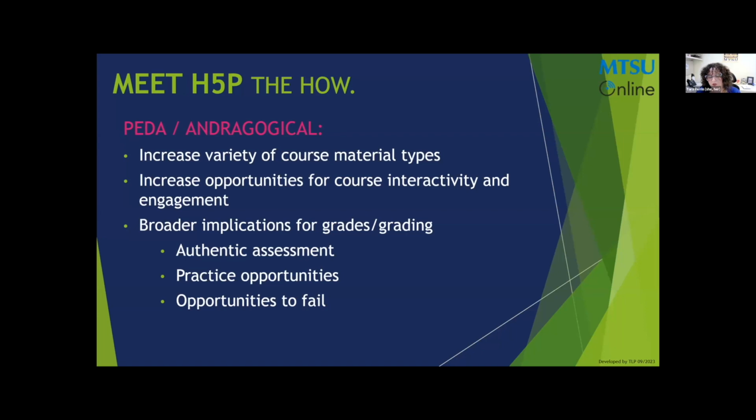This H5P is another great way to do that because not only may you increase course material types, meaning maybe you make a slideshow, maybe you make an interactive video that has question slices throughout, but it's also increasing opportunities for course interactivity and engagement. Maybe you have a course that has a lot of terminology and you want to use a crossword puzzle to help students practice or do a formative or low stakes assessment, which is where we talk about these broader implications for grades and grading, particularly with the development of AI.